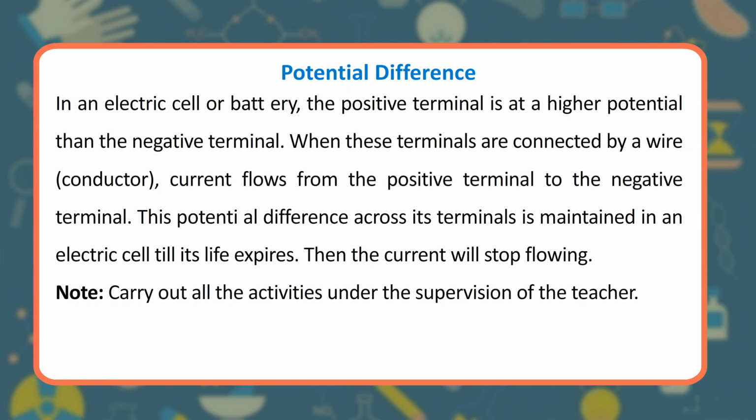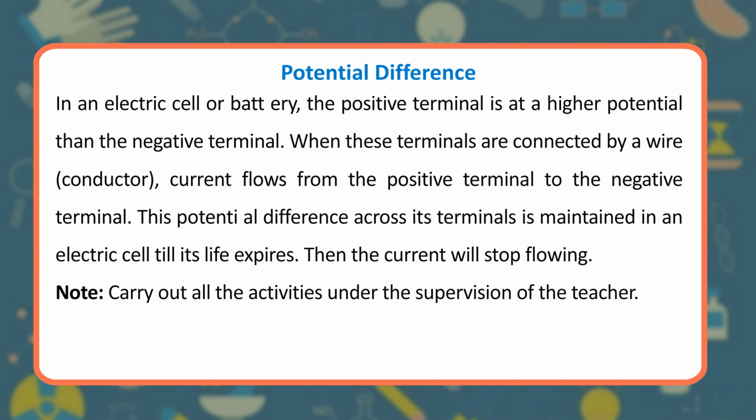In an electric cell or battery, the positive terminal is at a higher potential than the negative terminal. When these terminals are connected by a wire conductor, current flows from the positive terminal to the negative terminal. This potential difference across its terminals is maintained in an electric cell till its life expires. Then the current will stop flowing.